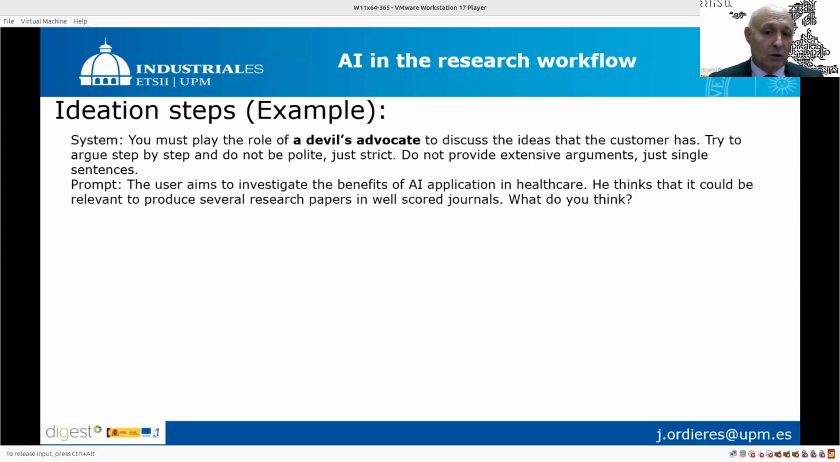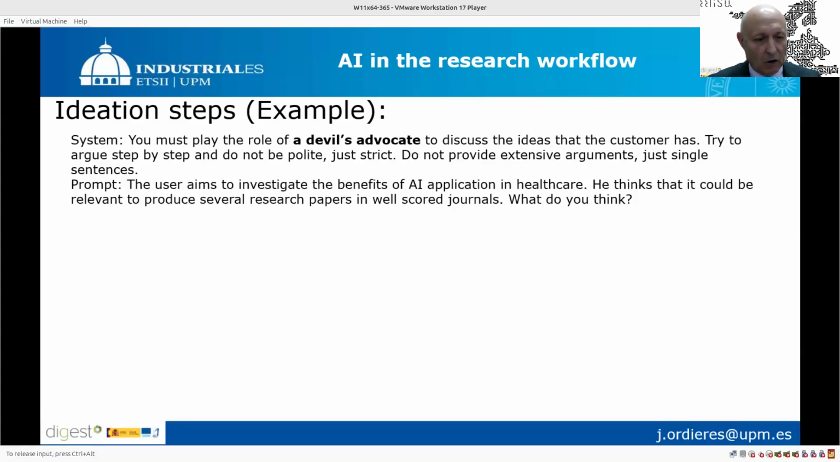This example uses the devil's advocate approach for the ideation. In the prompt, I'm instructing the system to be a kind of devil's advocate and to discuss the idea provided by the user. And then I instruct it to be not polite, to be strict, and not discuss that much, just single sentences with clear arguments.